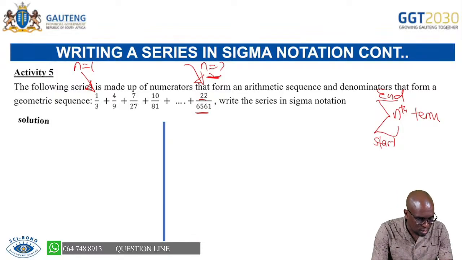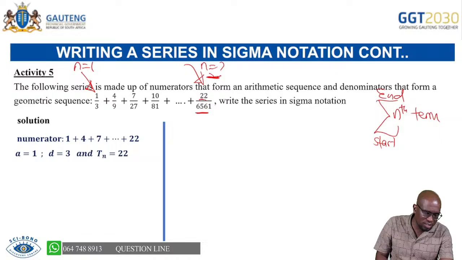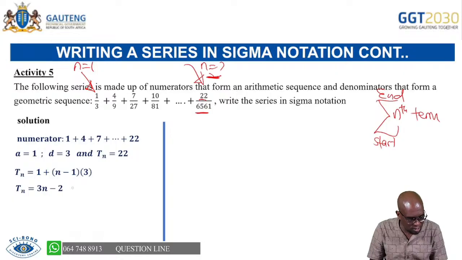Right, let us now consider the numerators. If we consider the numerators, we can work out the nth term of the numerator. So Tn is equal to 1 plus (n minus 1)d. We work out the nth term. So this would be the nth term for what? For the numerators.